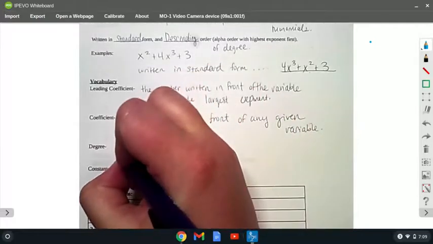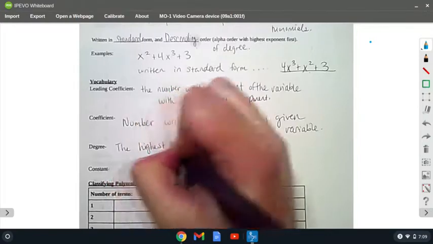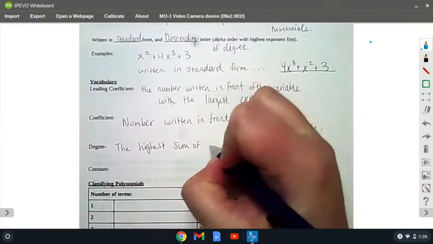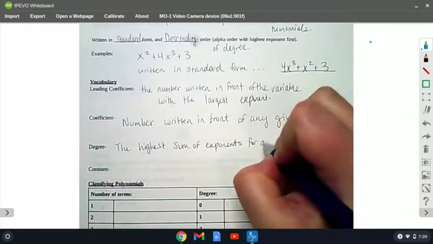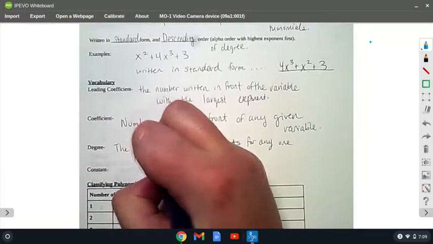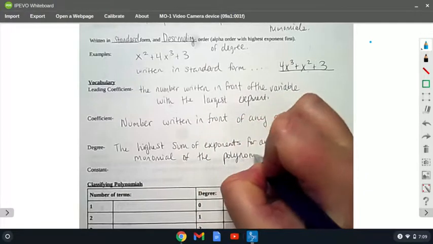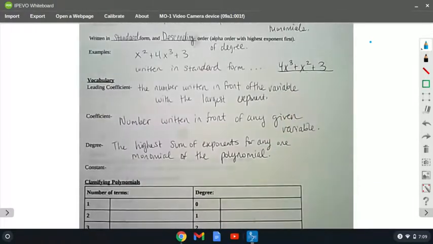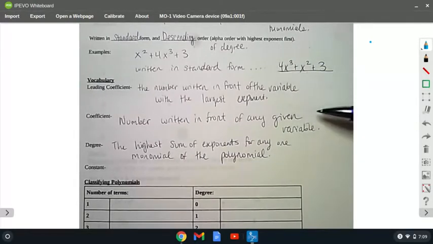Our next term is a degree, which is the highest sum of exponents for any one monomial of the polynomial. So this polynomial would have a degree of 3 because that is the largest exponent. It's the largest one.